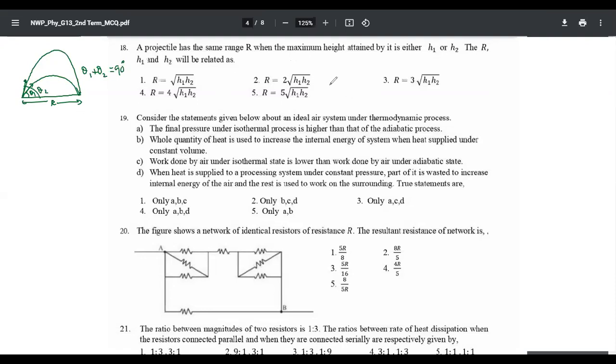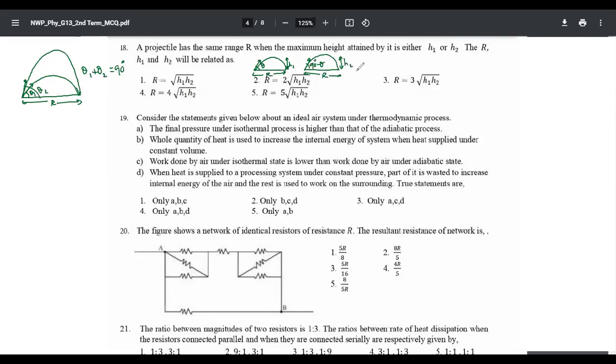Let's say I throw the object at theta angle, and then the range will be R. And if I throw the object at 90 minus theta angle also, the range will be R. That is the meaning of this. But the maximum heights will be different. Here you will take it as H1. Here you will take it as H2. Maximum heights will be different, but the range is going to be the same.